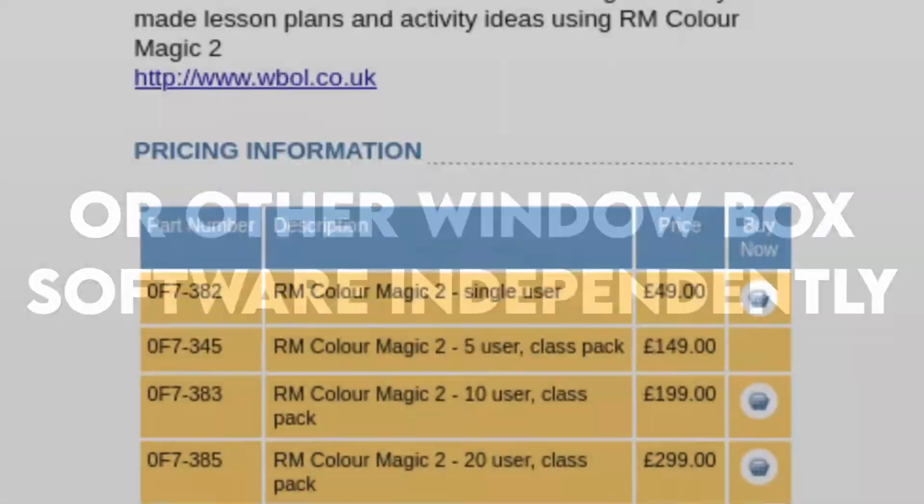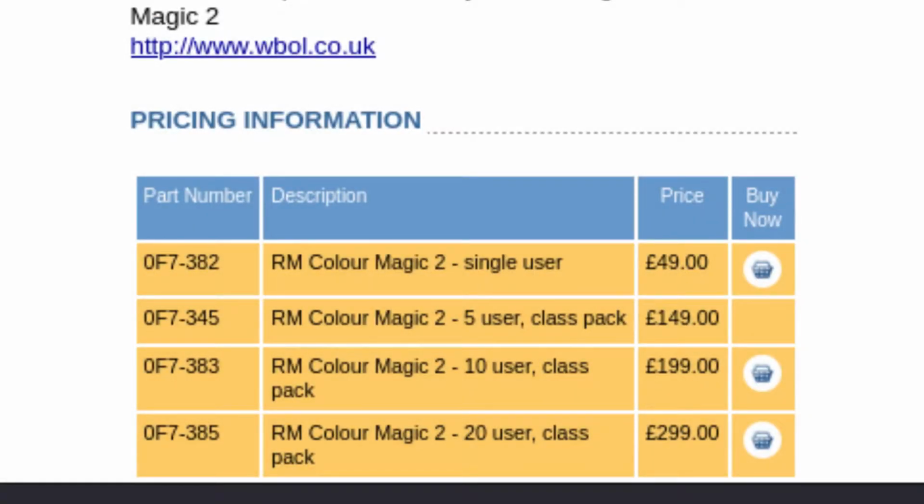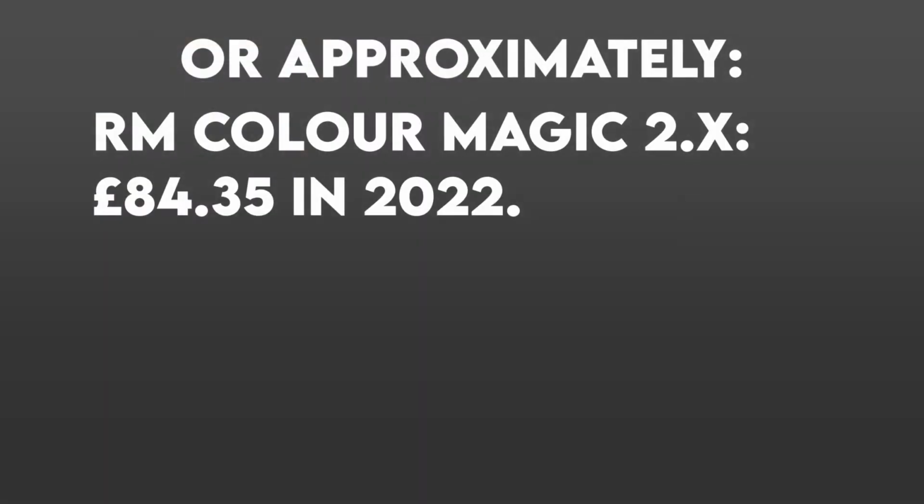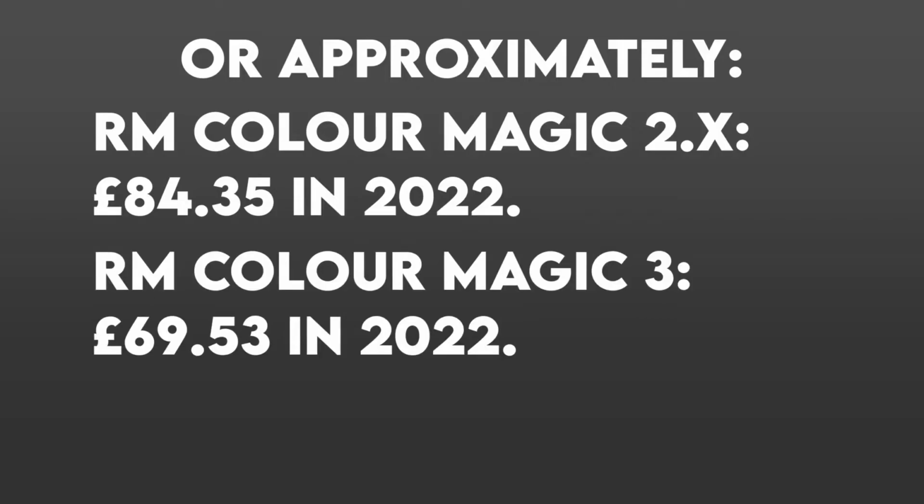But I'm digressing. You could also buy this along with the Windows Box's other titles independently, with Color Magic 2 and 3 both being £49 excluding VAT and postage during the early 2000s for version 2, and 3 during its release in July 2004, or about £84.35 and £69.53 respectively when you account for inflation.